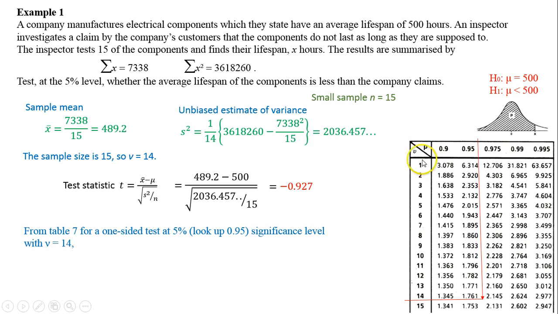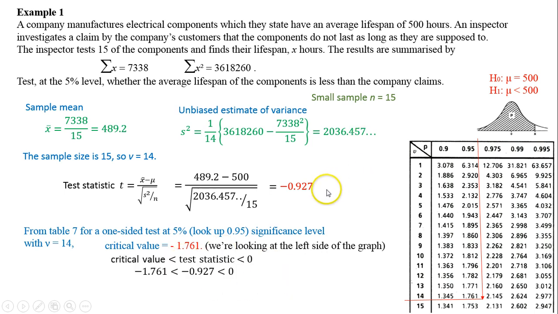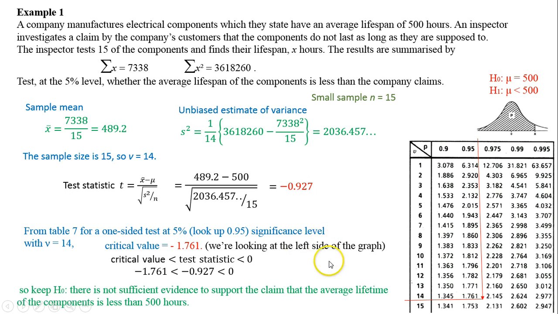Nu is 14, so 14 is our degrees of freedom. We're looking at 0.95, so I get the critical value, because we're looking at the left hand side, to be minus 1.761. Our critical value is less than the test statistic, so our test statistic is higher than the critical value, so we keep H0. There is not sufficient evidence to support the claim that the average lifetime of the components is less than 500 hours. So for a small sample, we use the T distribution, which is on a different table.